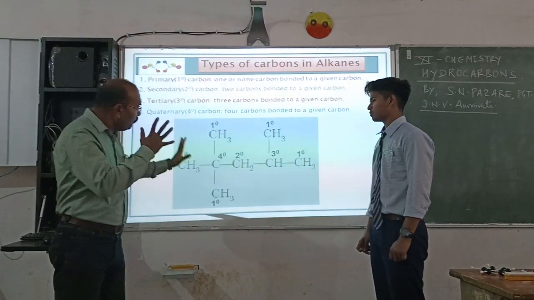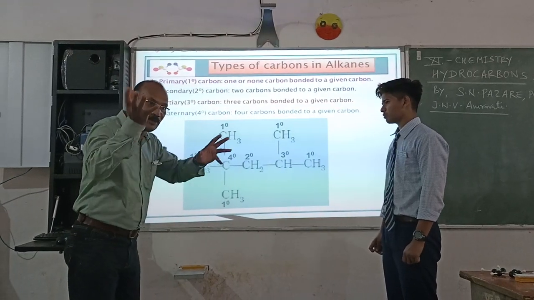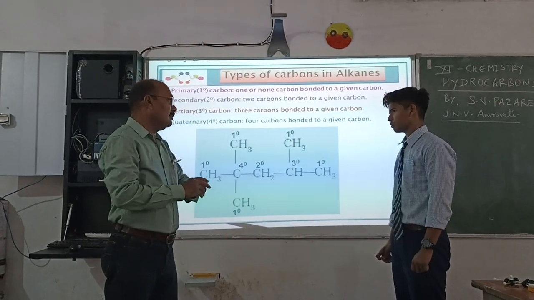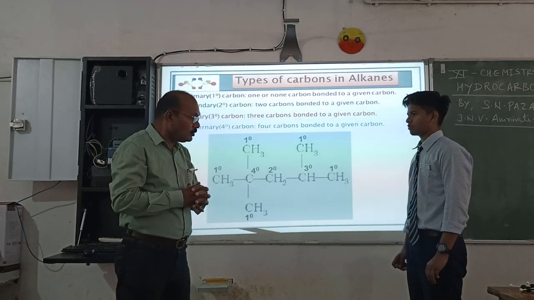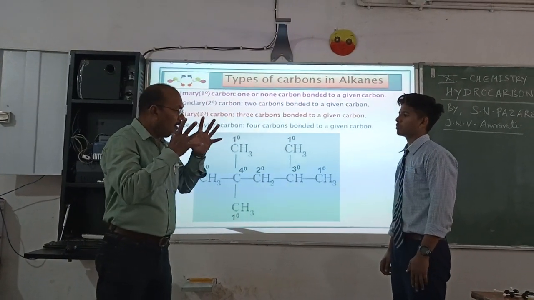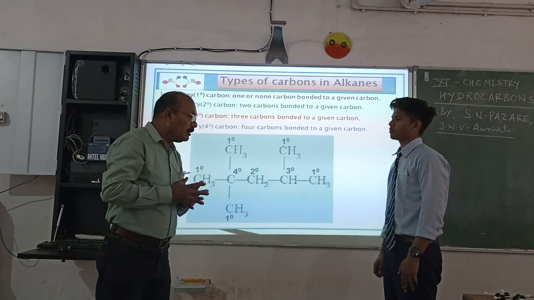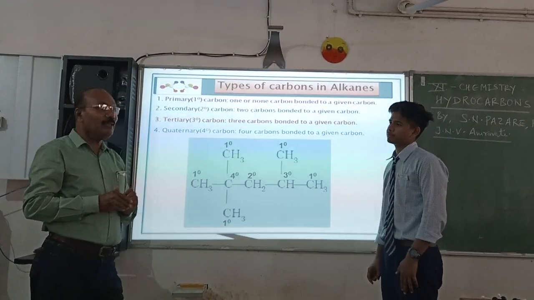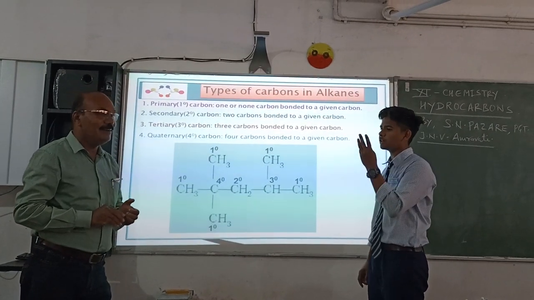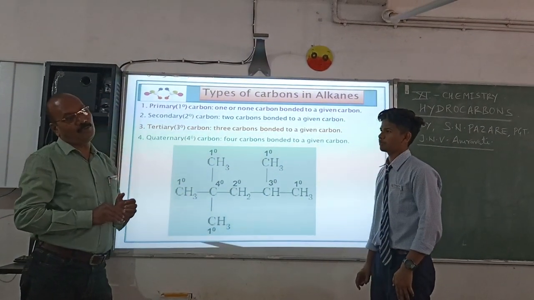Now you tell me. When we connect this idea to the isomerism of pentane, in the neopentane isomer, how many 4 degree carbon atoms are there? 1 4 degree carbon atom. And how many 1 degree? 1 4 degree carbon atom and 4 1 degree carbon atoms.